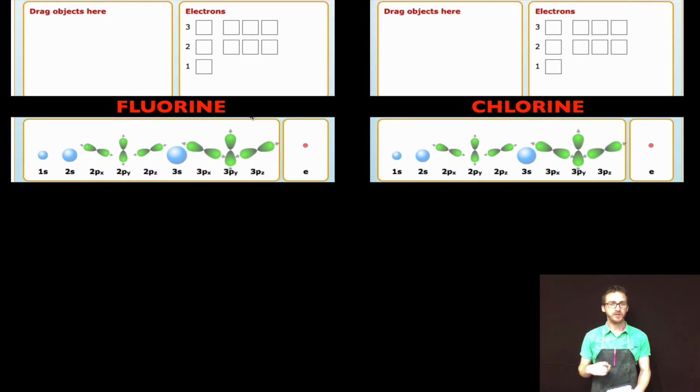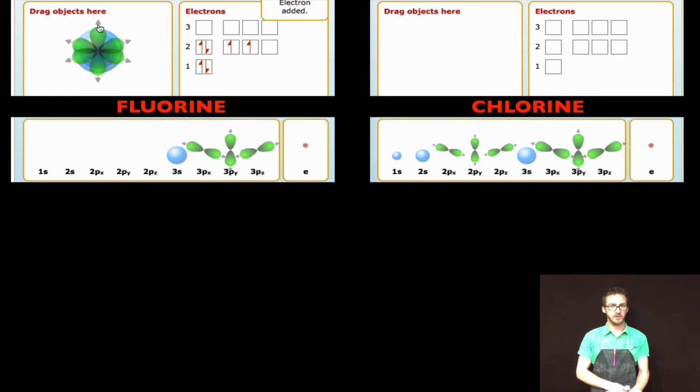Alright, to help you understand this, I'm going to build two atoms, an atom of fluorine and an atom of chlorine. First, I'm going to build some fluorine. 1s, 2. 2s, 2. 2p, 1, 2, 3, 4, 5. Fluorine, in all of its orbital glory.